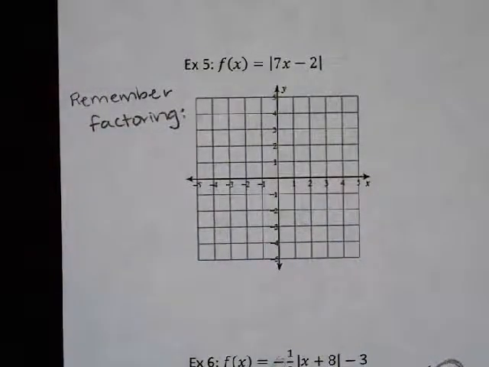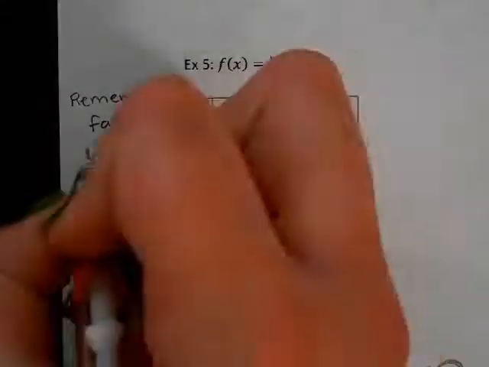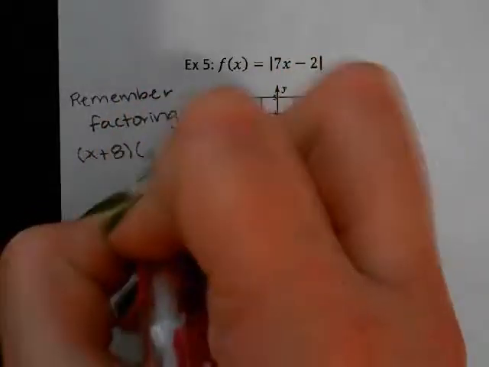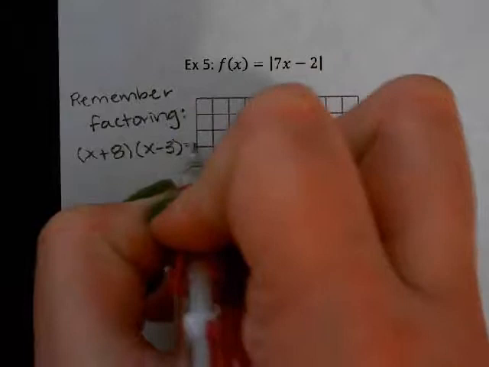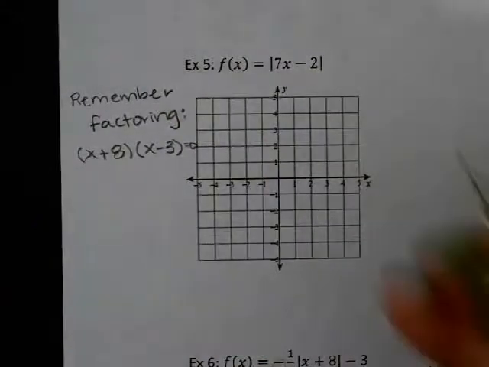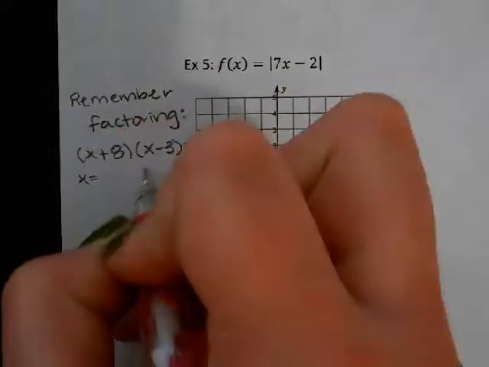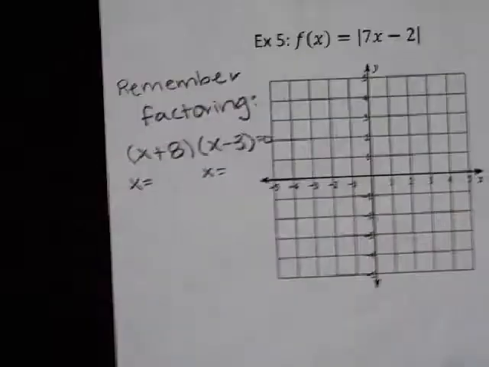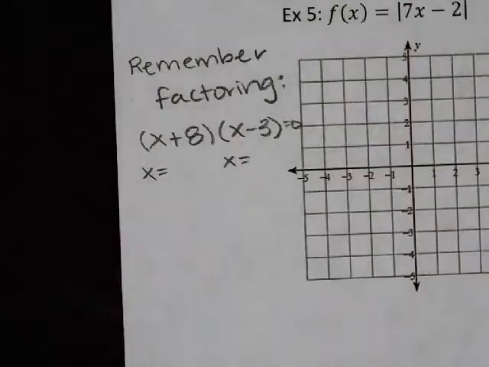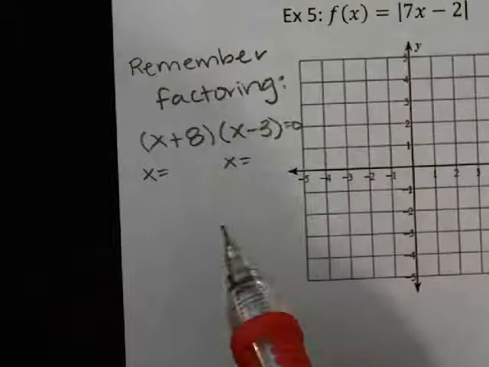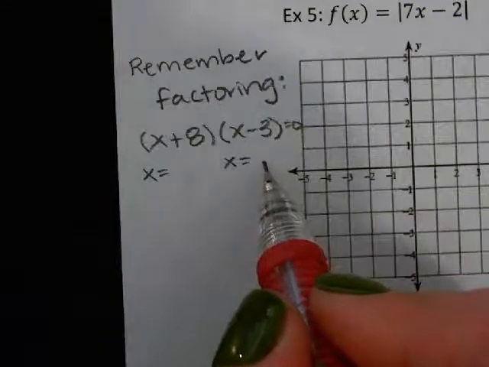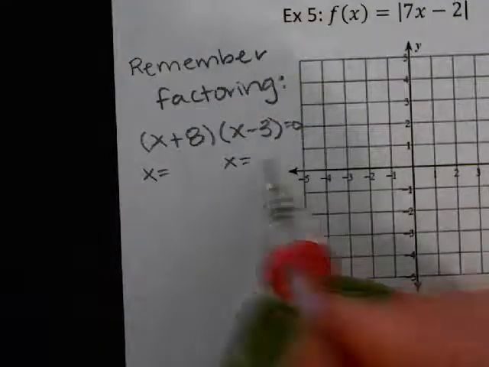like x plus 8 times x minus 3 equals 0. And if you were solving that, you would have two answers. And if x plus 8 was one of your parentheses, then what would that answer be? You'd say x equals, and x equals, remember this from Math 2? -8 and +3, right? You'd just be like, oh, it's just the opposite sign. You guys remember doing that?